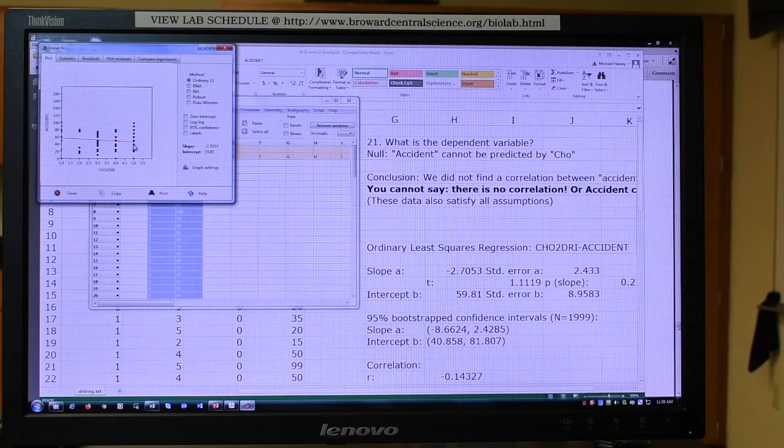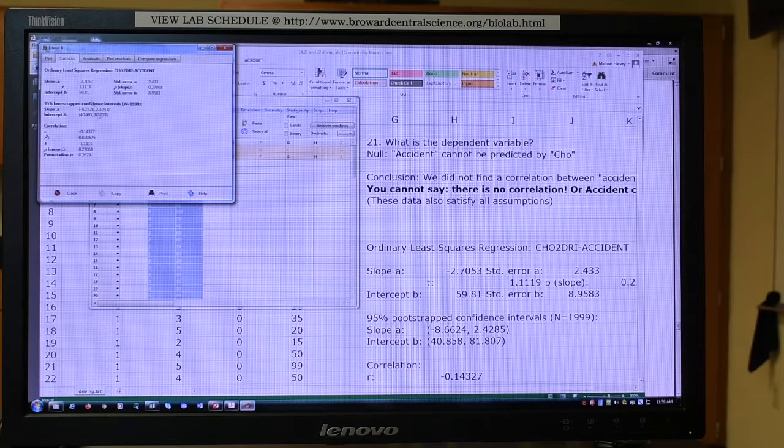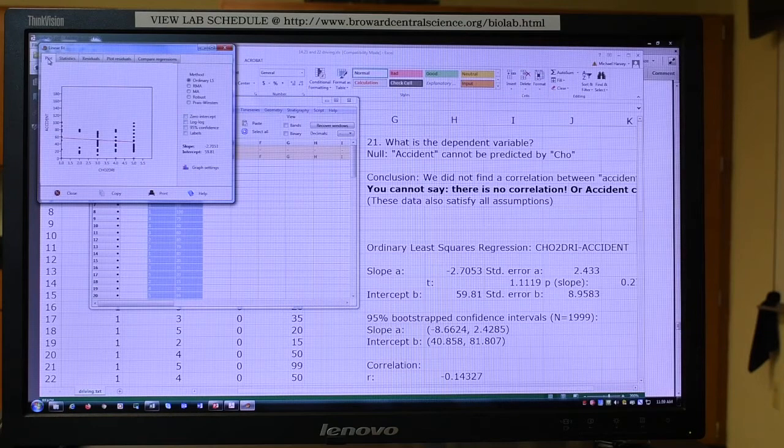Okay, so there's a graph of the data. It looks pretty bizarre. And if you switch these axes, it still looks pretty weird. All right, but you can see this has sort of a negative slope. All right, and so let's see what the statistics are. If the slope is negative, the correlation coefficient is going to be negative as well. So in other words, you can kind of look at the relationship here as choose increases, accident decreases. Okay, so that's one way to put it. All right. However, let's see if it's significant.